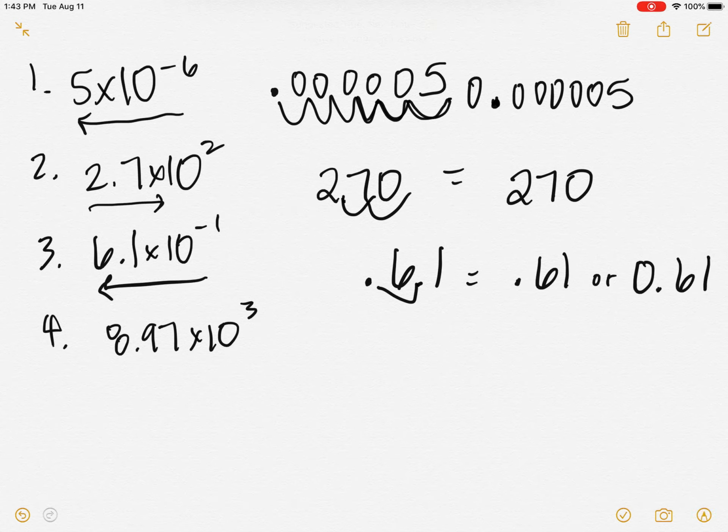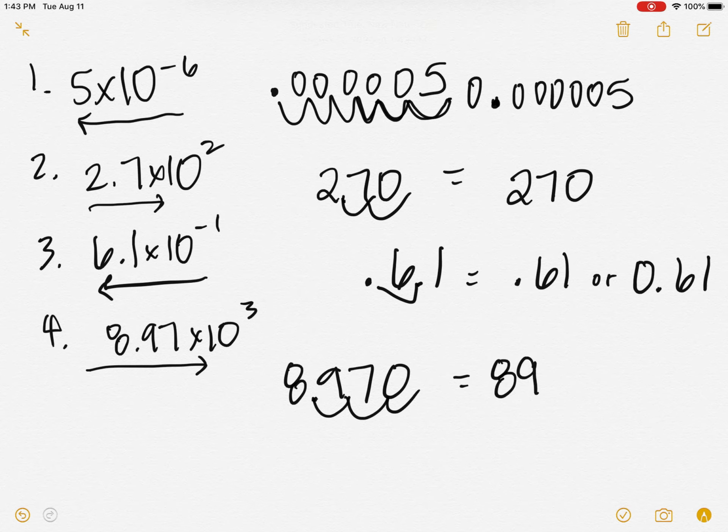It's just a placeholder. And then number 4 is a positive exponent. I need to make this a large number. I'm going to move it to the right 3 places. 8.97. So move it once would be 89.7. Move it twice would be 897. Move it 3 times, you need to add that 0, which makes this number 8,970. Of course, you don't have to have this decimal point. You can put it there if you'd like to. You can also put a comma. Just make sure a comma doesn't look like a decimal.